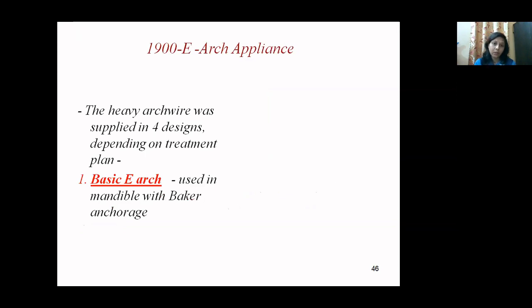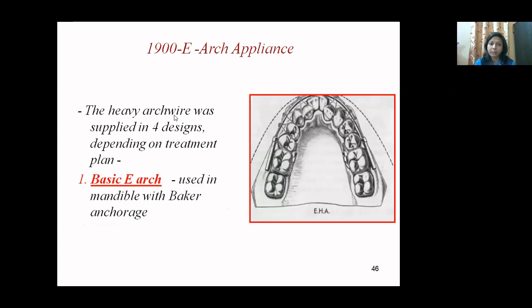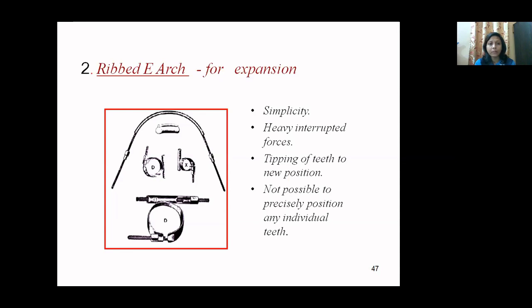Then later on, in 1900, Engel gave the E-arch appliance, among his different appliances. The heavy arch wire was supplied in 4 designs depending on the treatment plan. One is the basic E-arch used in the mandible with Baker anchorage. The second one is the ribbed E-arch that was used for expansion. This appliance was simple but provided heavy interrupted forces, and it was able to tip the tooth to a new position. But with this appliance, it was not possible to precisely position any individual tooth.